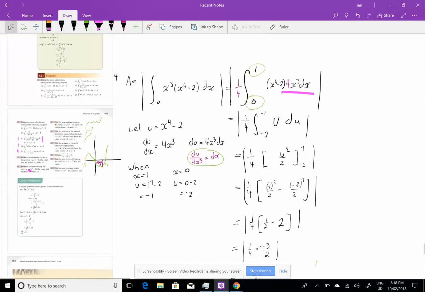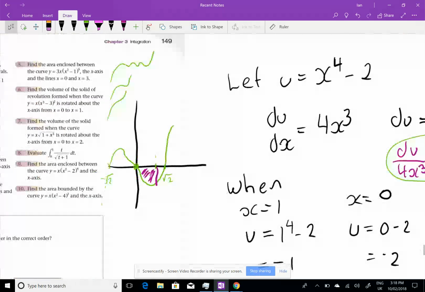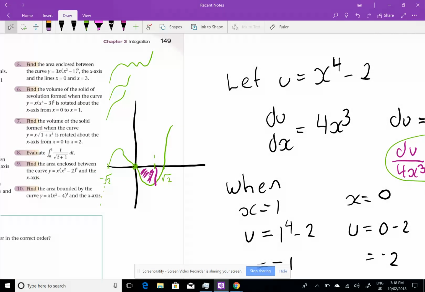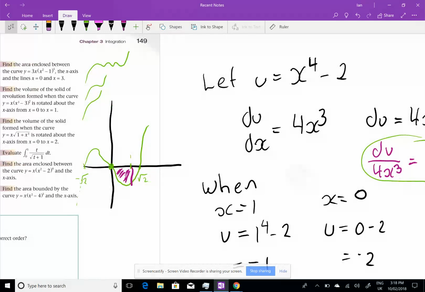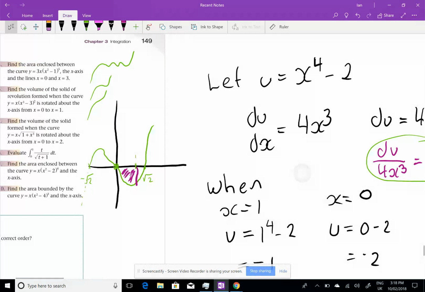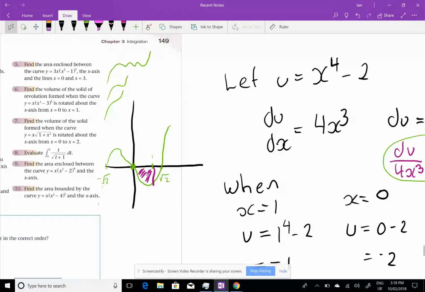All right, let's have a look at question 6. Find the volume when it's rotated about the x-axis. Well, again, they won't give you this because it's too difficult because you've got to know the sketch. Anyway, let's have a go.